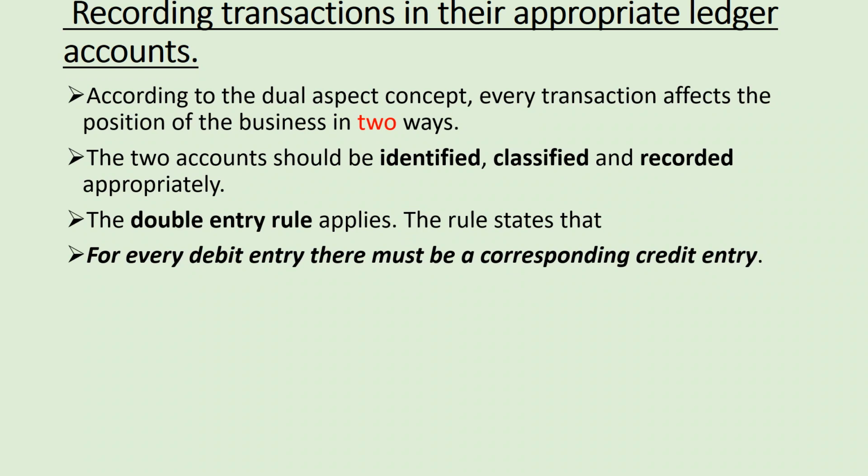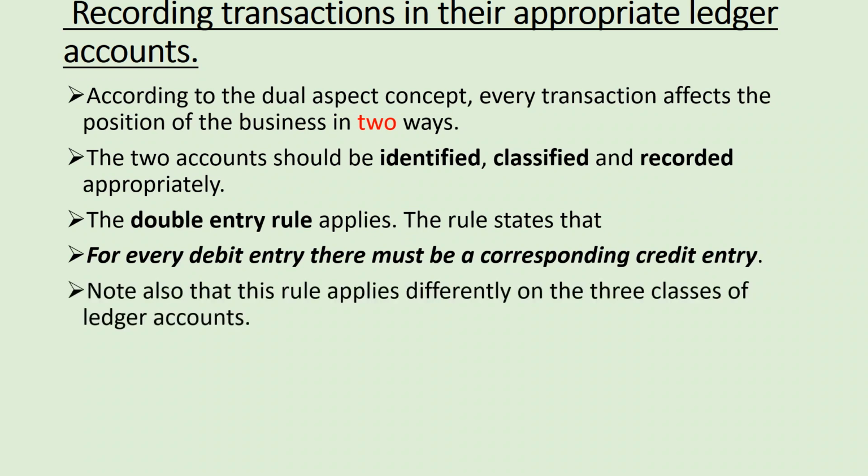So the double entry rule states that for every debit entry, there must be a corresponding credit entry. So in any transaction, if one account has been debited, then there must be another account somewhere which should be credited. Note also that this rule applies differently on the three classes of accounts. So on personal accounts, real accounts, nominal accounts, this rule is the same, but the way you perceive it is a bit different, as you are going to see. But it all goes down to the fact that one account is going to be debited and the other account is going to be credited.